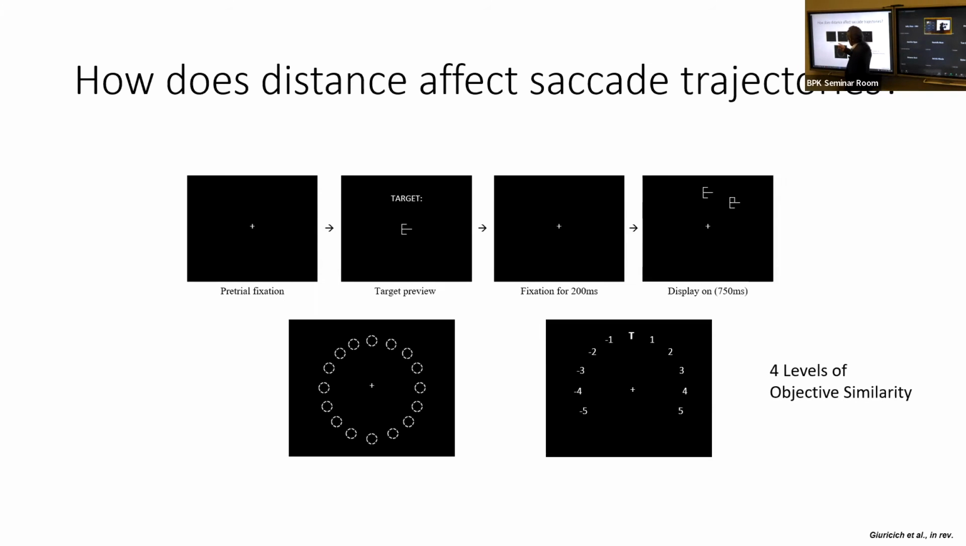So it's the same task: target, memorize it, two items appear. And then we varied the distance between the two items, and we varied the objective similarity between the two items. So it can occur anywhere around the circle, but we code everything relative to the target as +1 to 5 or -1 to 5, clockwise and counterclockwise, just to collapse the data.